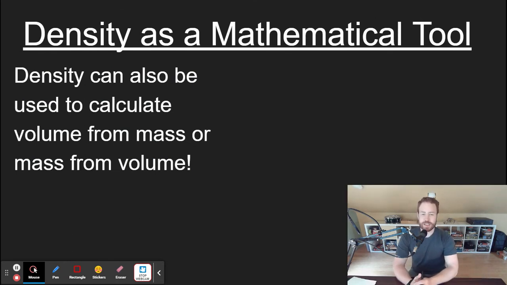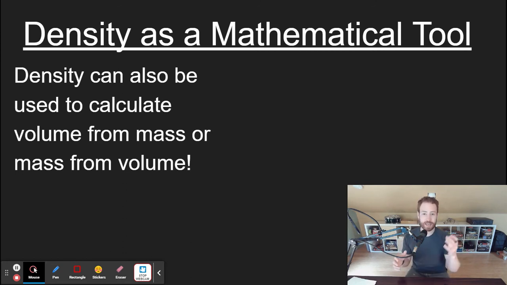Density, like any equation, can be used in any direction. So we aren't only able to calculate density, we can calculate other things using the density equation. For example, if you have a sample of something that you know the density of, and you can measure one other thing about it, like maybe you can measure its volume, but you don't have a scale, so you can't measure its mass. Or maybe you have a scale, so you can measure its mass, but you don't have a good way of measuring its volume. You could calculate what you don't know.